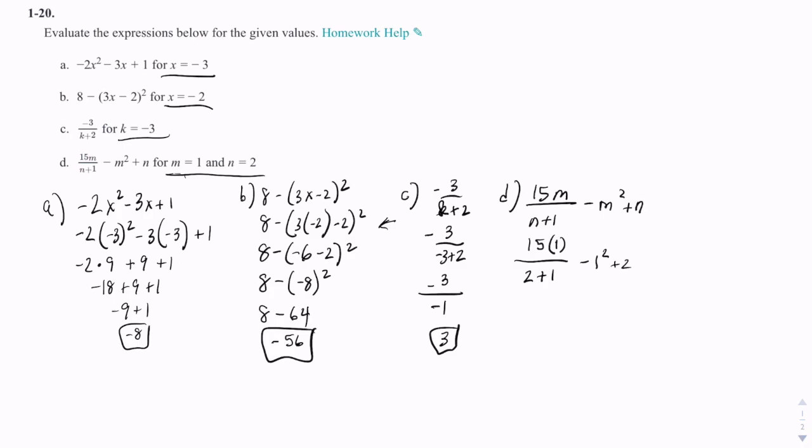Okay, so we have 15 times 1 is 15. 2 plus 1 is 3. Minus 1 squared. 1 squared is 1, so that's minus 1 plus 2. 15 over 3 is 5 minus 1 plus 2. 5 minus 1 is 4 plus 2. 4 plus 2 is 6, and we get 6 for D.